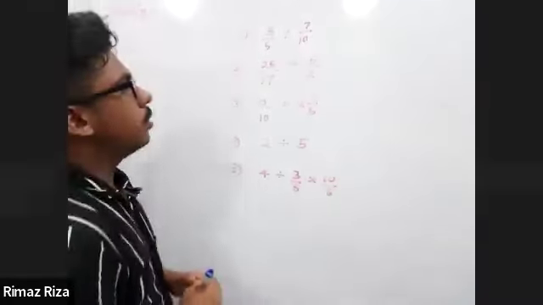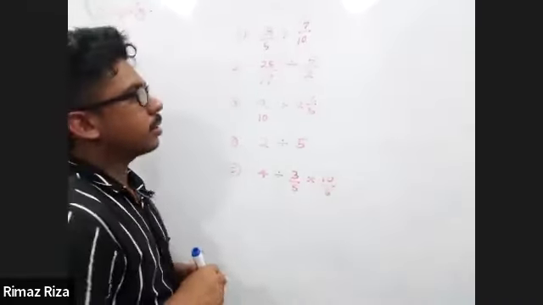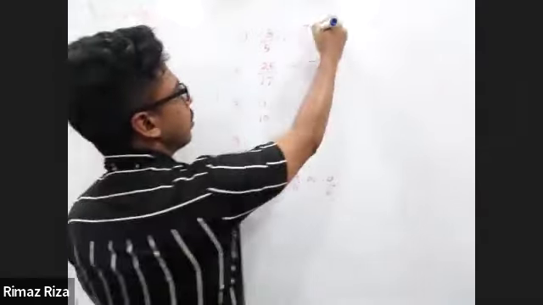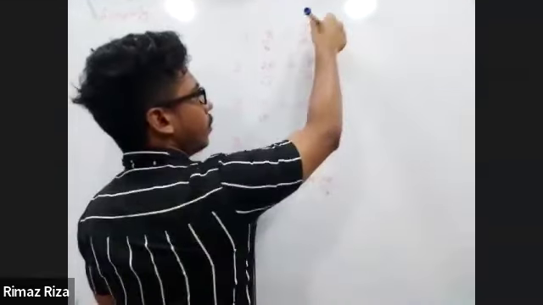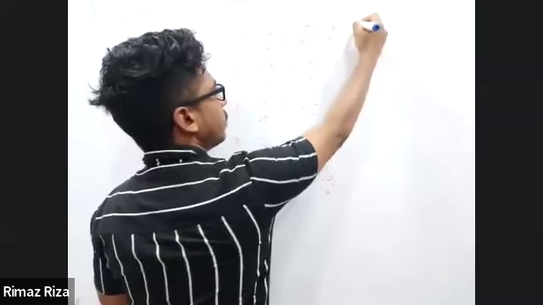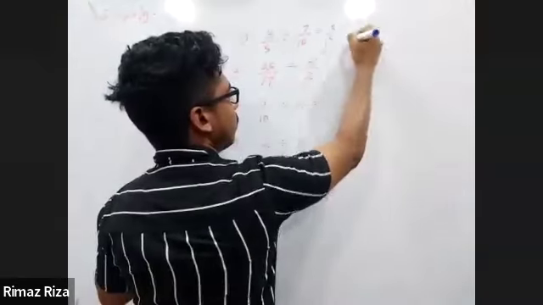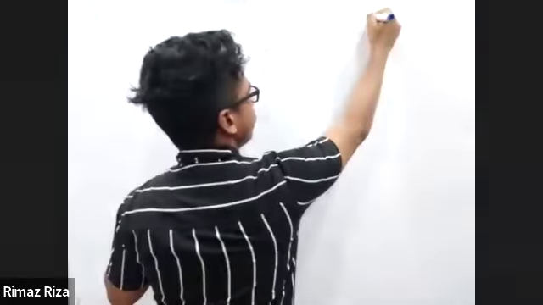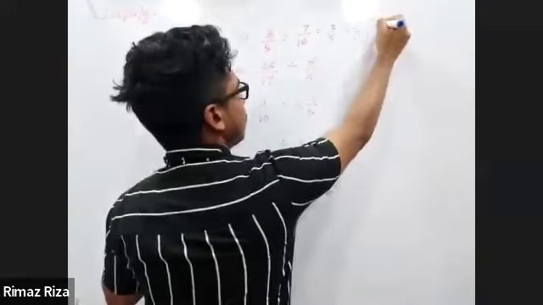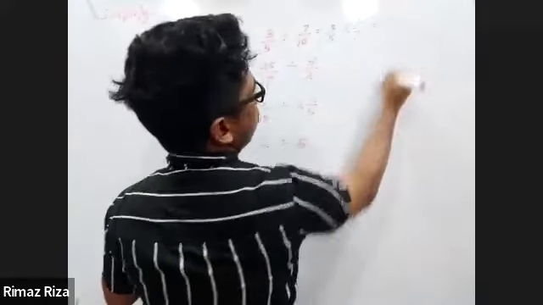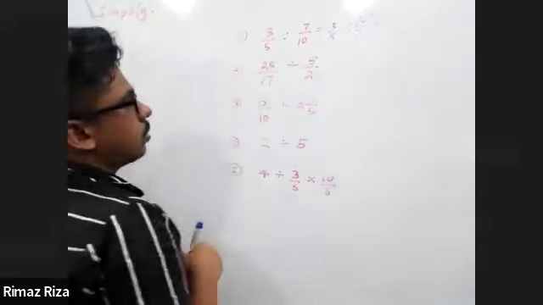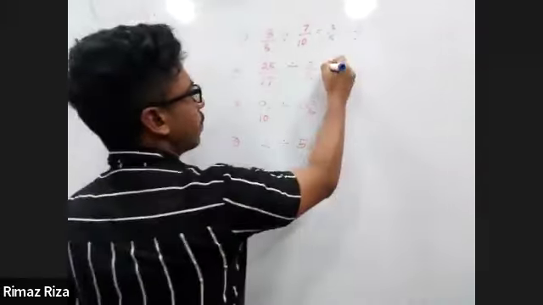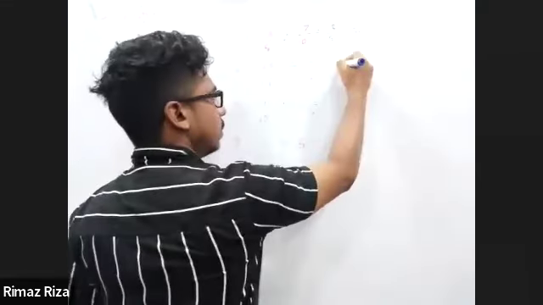Okay, so I'll check whether your answers are correct. 3 over 5. You take the reciprocal of this, division becomes multiplication. 10 over 7. 5 into 1, 5 into 2. 3 into 2 is 6 over 7. Okay, so the next one, 25 over 17.